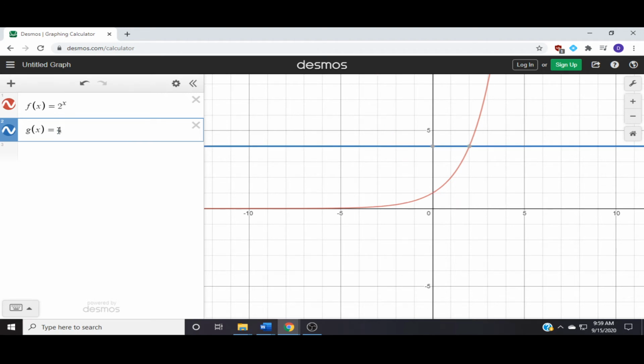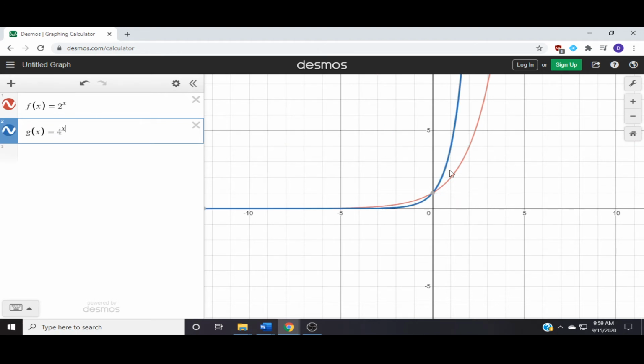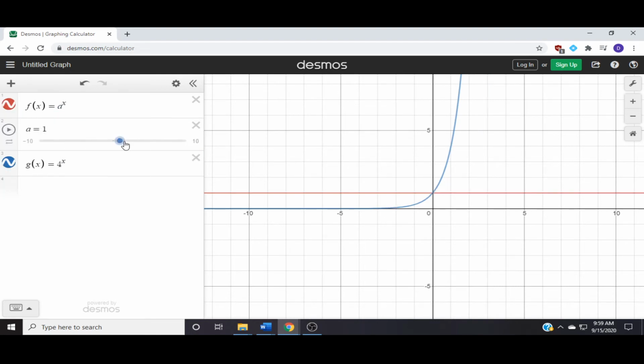Okay, and then if we have 4 to the x, then notice it gets steeper based on this number. If this was some a, we'll make a slider for a, let's start with 2. Let's turn this off for a second. So we have 2, and then we keep going, it's going to get steeper and steeper. So a acts as our transformation, our vertical stretch or shrink, right? And going this way, it's a reflection.